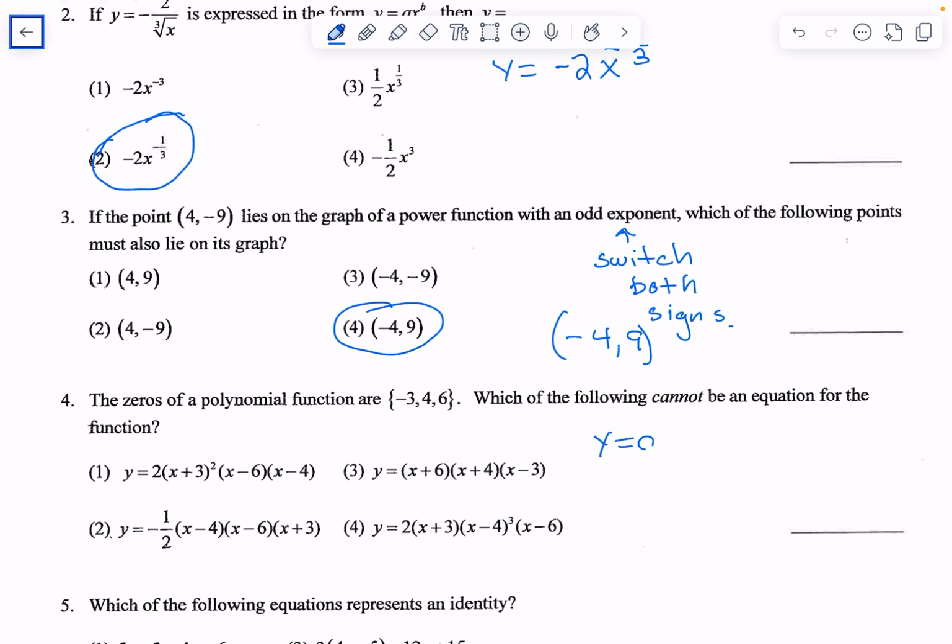Y is equal to, there's always an a here, right? x plus 3, we have to change the signs, x minus 4 and x minus 6. Now, these can repeat, and you can see, we have, this first one's no good.